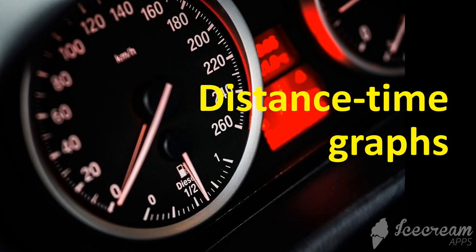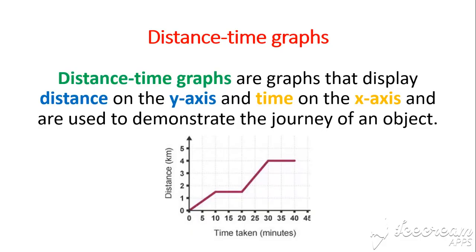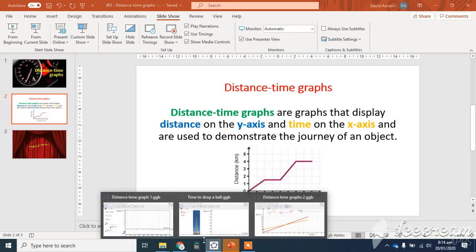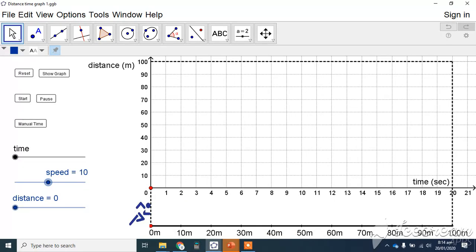We're going to chat about distance time graphs. Now, distance time graphs are graphs that display distance on the y-axis and time on the x-axis and are used to demonstrate the journey of an object. All right, I'm going to get out of PowerPoint and get into GeoGebra and chat about a few examples.